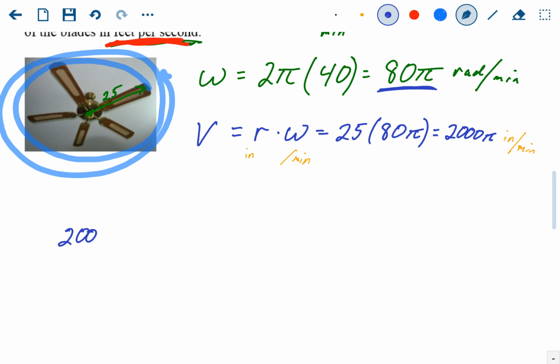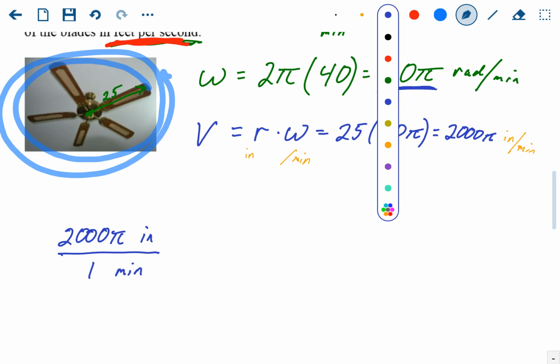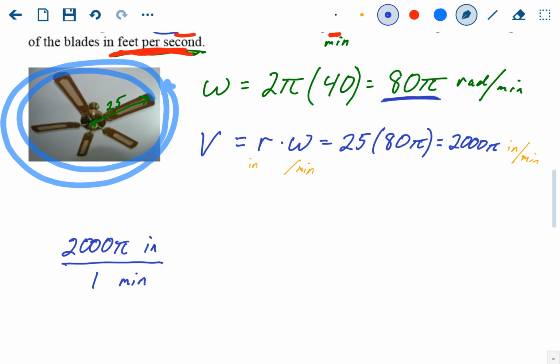So right now we have 2,000 pi inches. We'll get rid of that pi in a second. Per minute, so per 1 minute. And we want feet per second. So we're going to have to go inches into feet and then minutes into seconds. Inches into feet first. We know, well, how many inches are there in a foot? There's 12 inches per 1 foot. Since inches is on top, inches has to be on the bottom here. So 12 inches is 1 foot. What that's going to do is cross out inches and inches.